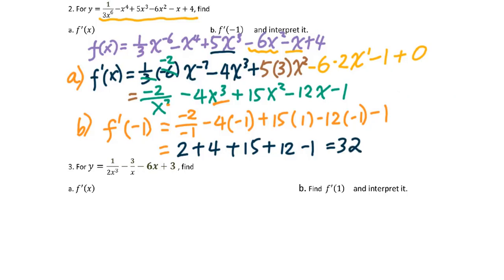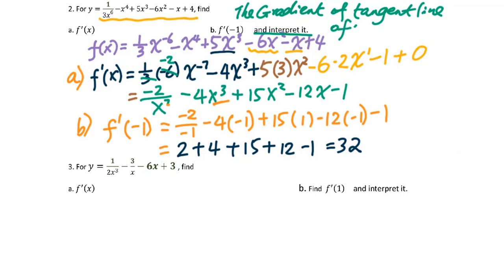And interpret this derivative. We know the derivative means the gradient of a tangent line. Therefore, you could say the gradient of a tangent line of the curve at x equals negative 1 is 32. Now let's go to number 3.